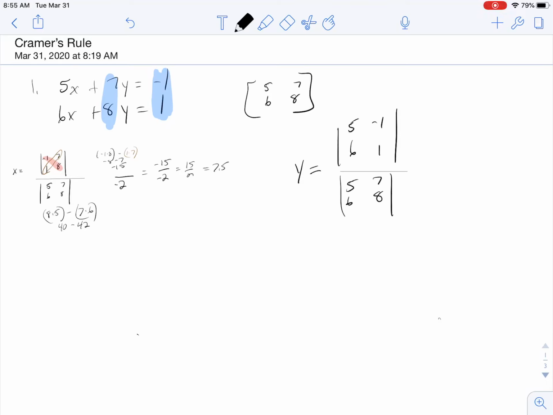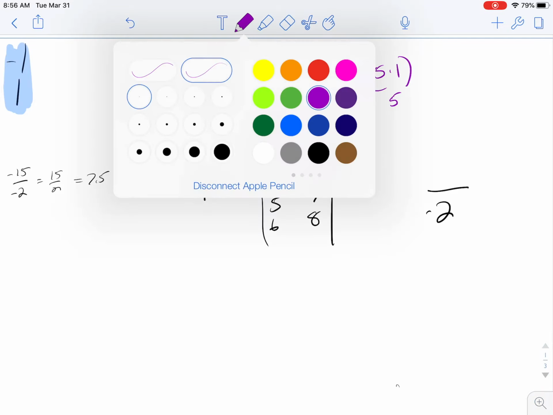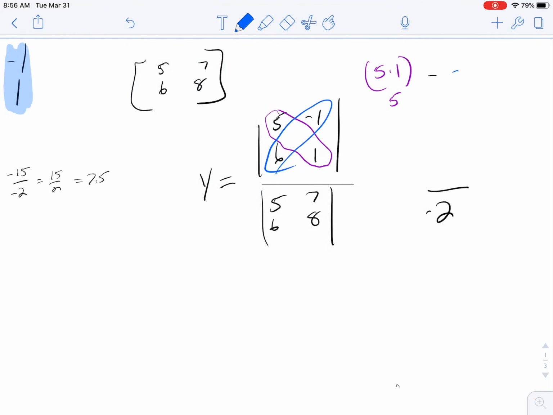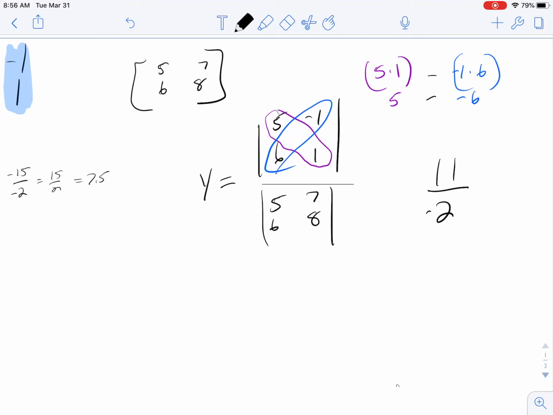So now we're going to find the determinant. Well, we already found the determinant of the denominator. That's going to give us negative 2. Now we've got to find the determinant of the numerator. So again, we just do 5 times 1, which is going to be 5, minus the other diagonal, negative 1 times 6. So we're going to get negative 6 for that one. So 5 minus the negative 6 gives us 11. So 11 over negative 2 gives us negative 5.5.